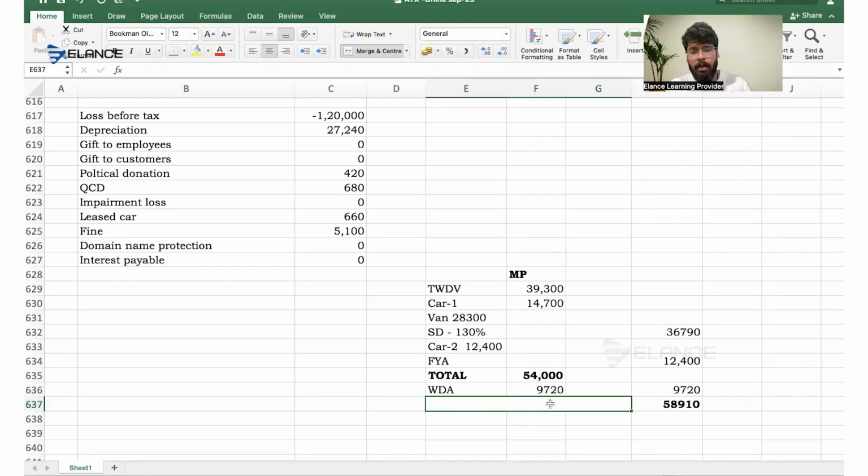So furniture will come under the main pool. Furnishings will come under the special rate pool.